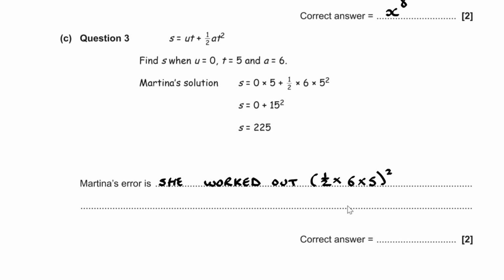So what this should be is, if we work from here, what we should have is a half times by 6 times by 5 times by 5. So here we'd have 3 times by 25, which is 75. So the correct answer is 75.